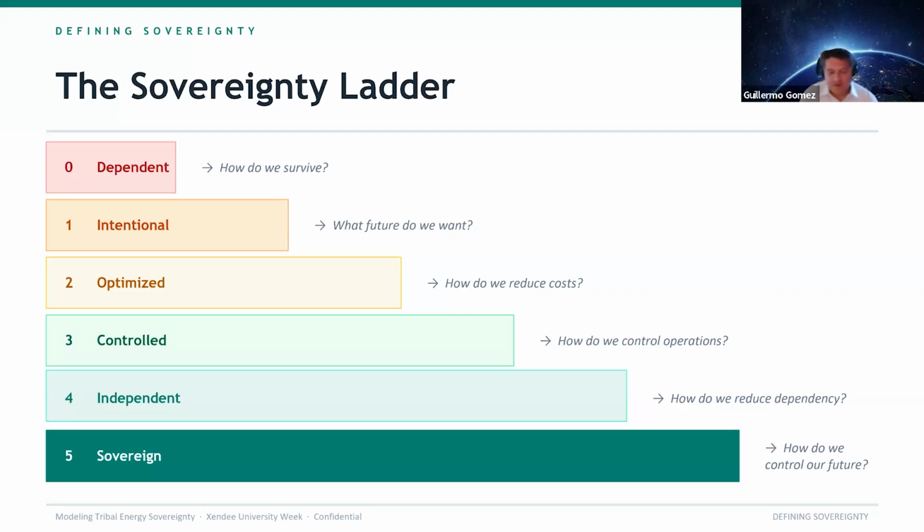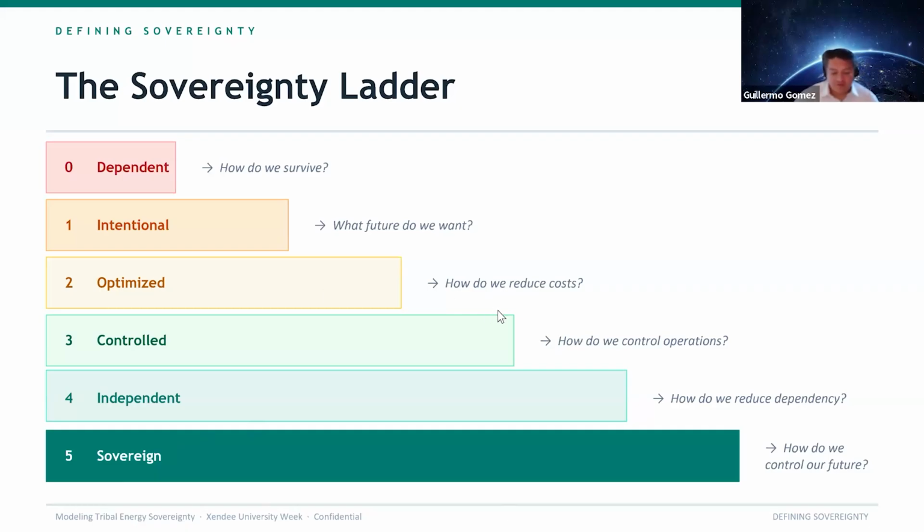A lot of that has to do with sovereignty, which is not just about reducing costs. It's about having full control in the future and moving towards real capabilities of being completely sovereign. And what we see with a lot of projects, not just with tribes, but within the commercial, industrial, government, and universities, is that many projects kind of stop at this level too.